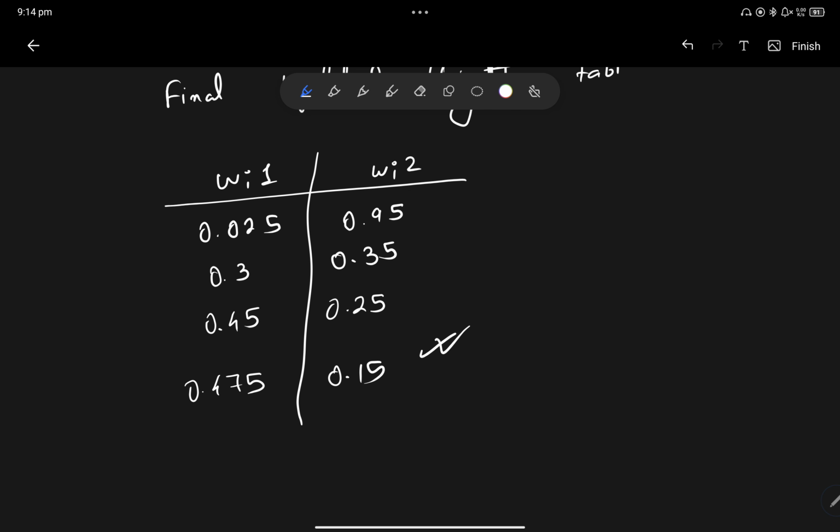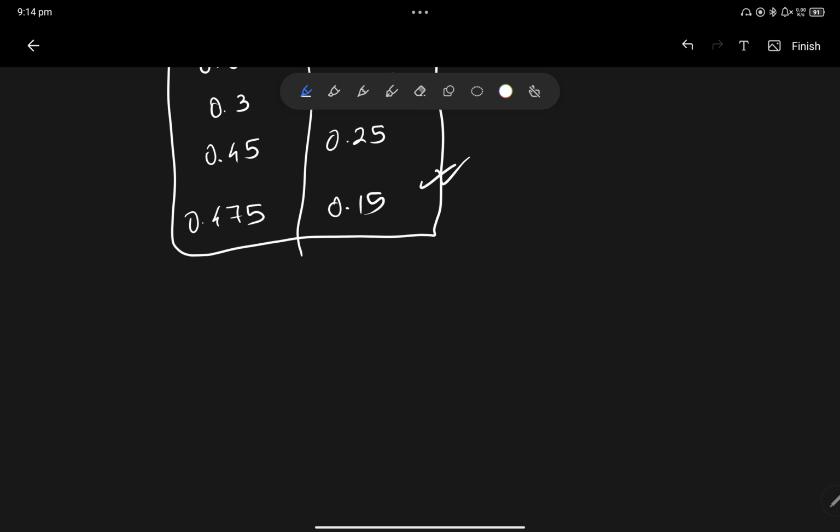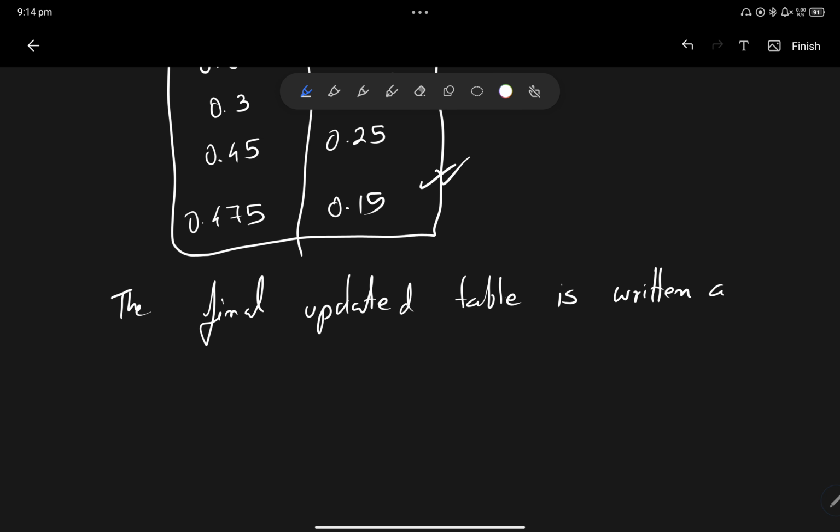Okay, now after all these things, we can close it with these updated indexes. Like our statement, we can write below that the final updated table is written above. Okay, so that should be your final answer.